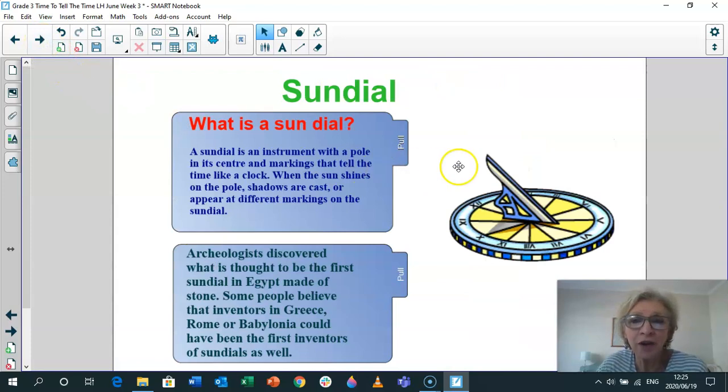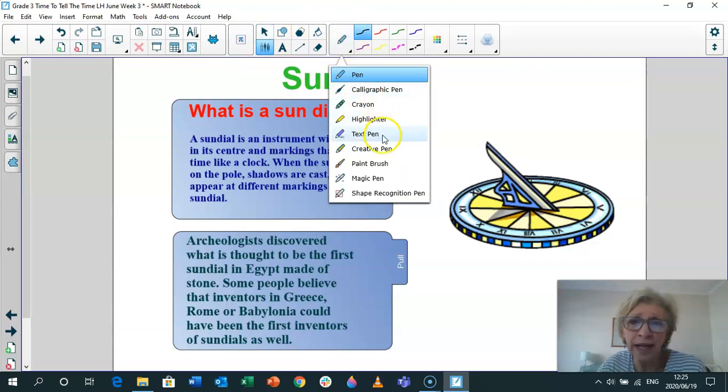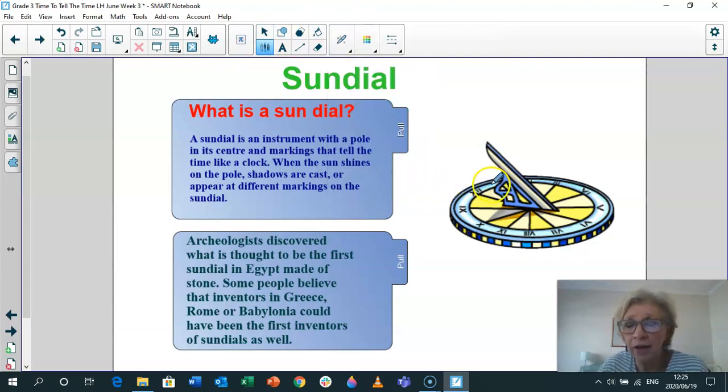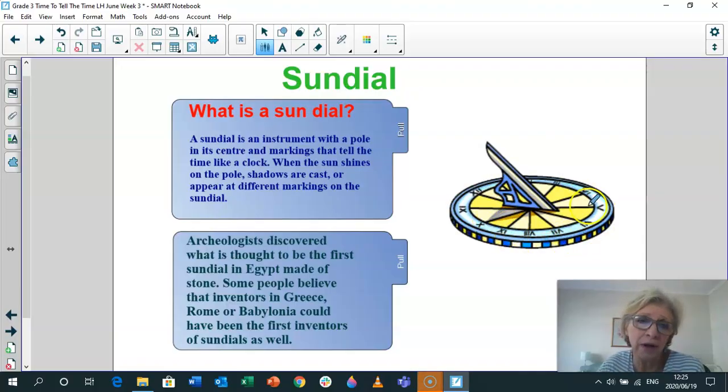Okay, so let's have a quick look at the sundial to begin with. So what is a sundial? Well, a sundial is an instrument with a pole in its center and with markings that tell the time like a clock. So when the sun shines on the pole, shadows are cast or appear on different markings on the sundial. So as the sun moves across the sky, it creates shadows. And there you can actually see, grade 3s, if I get my little magic pen, let's highlight that. You can see the times on that sundial. That is 12 o'clock. Can you see there? So there's your little hour markings around the edge.